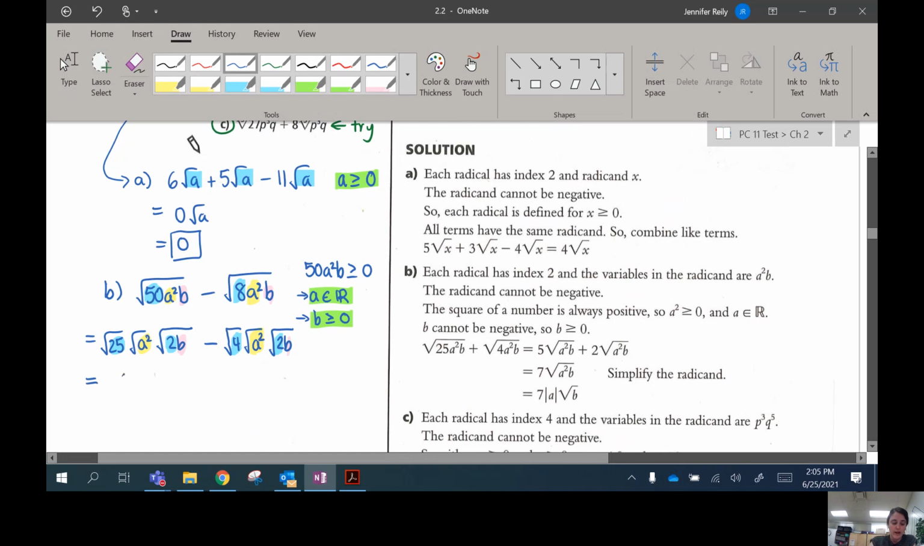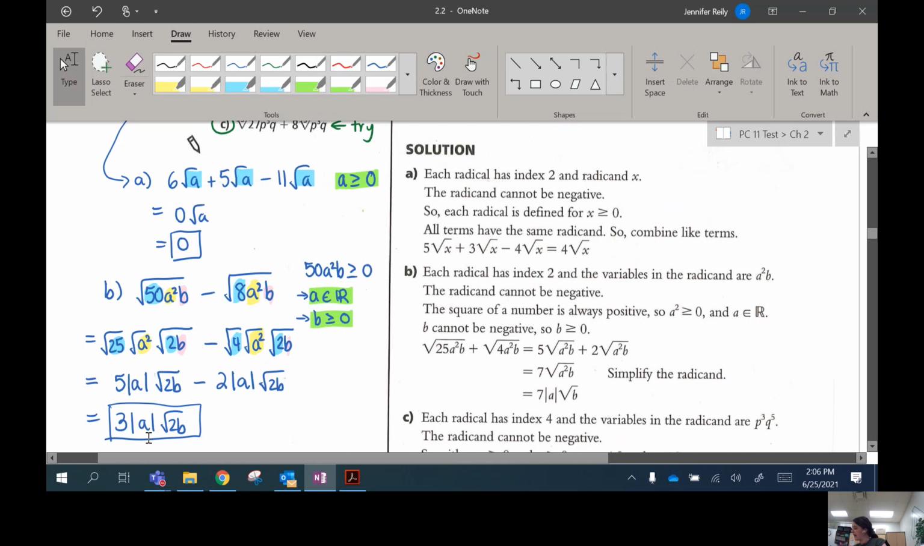So square root of 25 is 5. Square root of a squared: since a can be any number, this answer is going to be positive, but I need to put my absolute value signs around it to indicate I'm going to get a positive number. And then same here. And these are like radicals, so I can add or subtract the coefficients. In this case, 5 minus 2 is 3. So I'm going to get 3 absolute value of a times square root of 2b. Okay, there we go. Our final answer there.